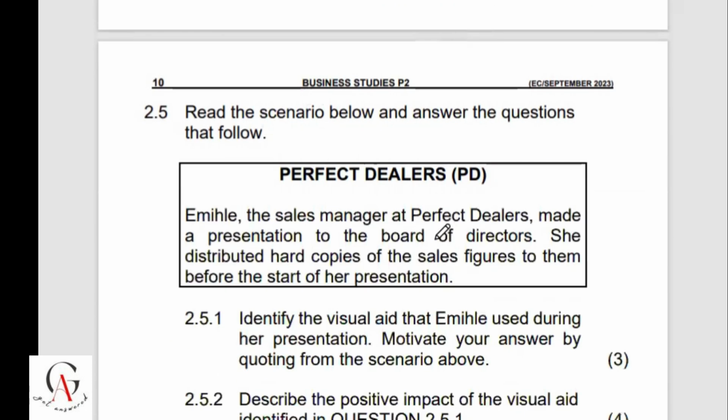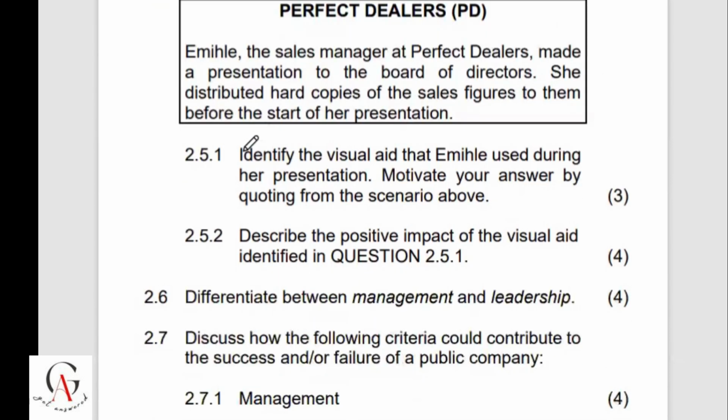Okay, right. So now let's check our 2.5. Read the scenario below and answer the questions that follow. Perfect Dealers. Emihle, the sales manager at Perfect Dealers, made a presentation to the board of directors. She distributed hard copies of the sales figures to them before the start of her presentation.